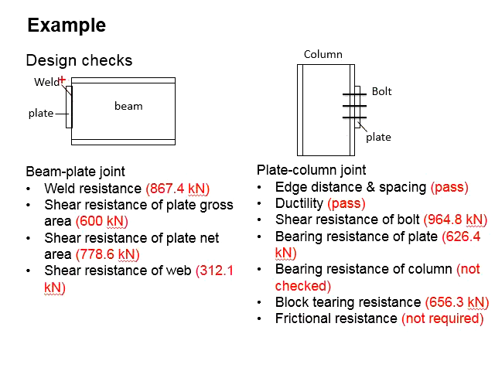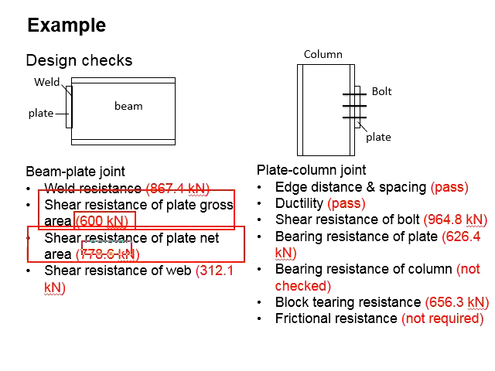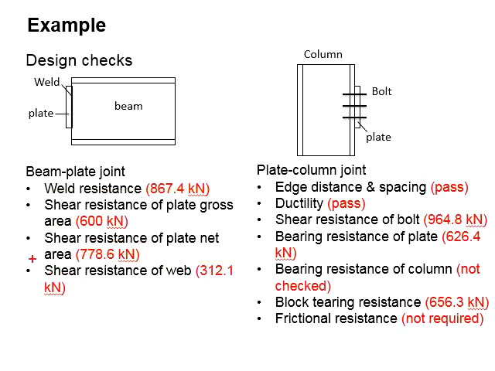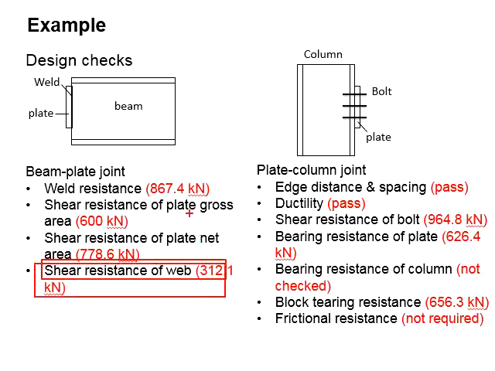As for the welded joint between the end plates and the beam's web, you will need to check the weld resistance as given here. Check the shear resistance of the gross plate area, shear resistance of the net plate area, as well as the shear resistance of the web. Based on the result here, you know that the shear resistance of the web is the lowest.